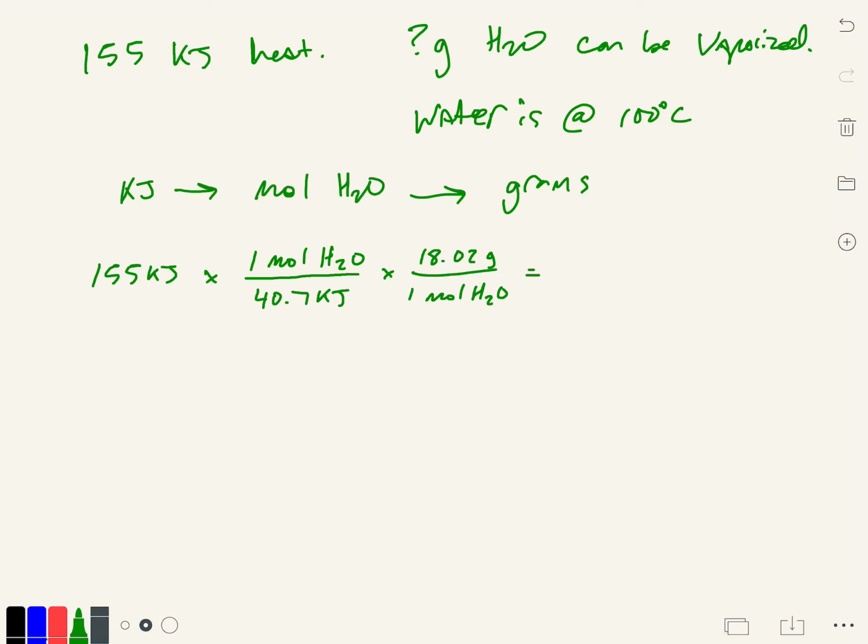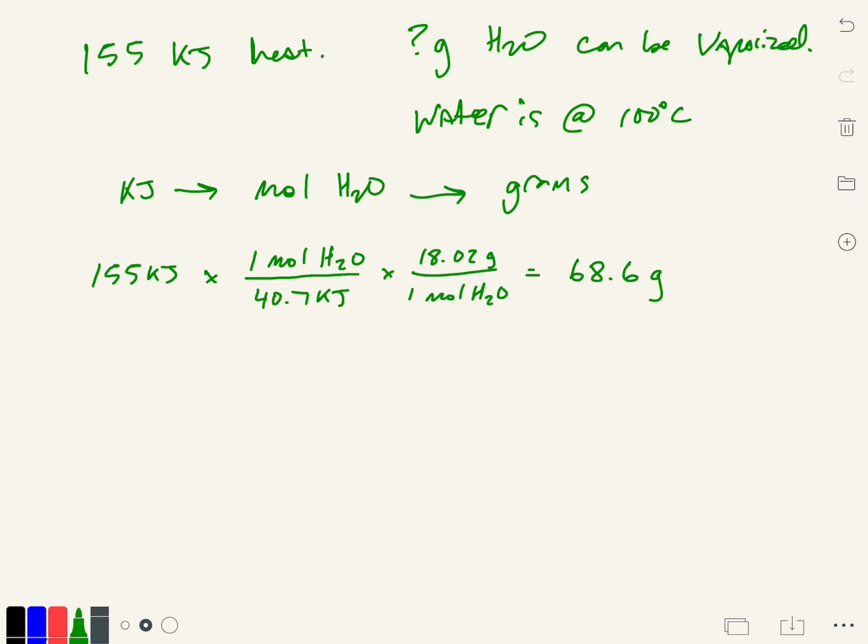Do a quick calculation. 68.6 grams. Check the answer. Are the units correct? Does the answer make physical sense? Grams make sense, so the units are correct. Magnitude of the answer makes sense because each mole of water absorbs about 40 kilojoules, and therefore 155 kilojoules should vaporize close to 4 moles of water, which, having a mass of about 18, almost 20 grams apiece, 4 moles of water is about 72 grams. Here, 68.6. It makes logical sense.